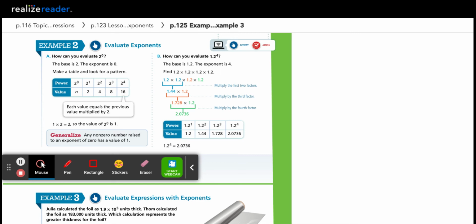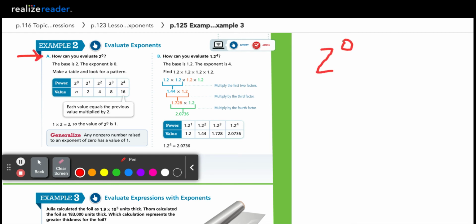Before we go on to do some practice questions, I just want us to look at example 2 here. Example 2 shows us how to evaluate exponents, which is what we were just practicing. So part A, how can you evaluate 2 to the 0 power? Now, this is a great question. 2 to the 0 power. Well, 2 to the 0 power, I'm not multiplying 2 times itself at all. So let's look at the chart here.